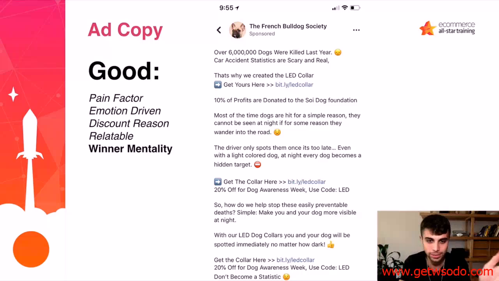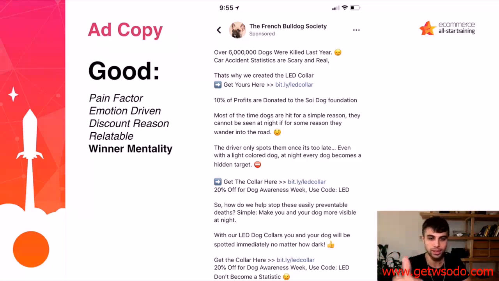But when you don't have a reason and you're just giving out discounts like that, it just doesn't look good. Here the reason is 20% off for Dog Awareness Week. Use code LED. Sometimes we just make up the holidays and weeks just for the sake of giving a reason. Like we sold this wolf. We were in this wolf niche, and we sold wolf necklaces and wolf products. In all of our ads, we had 10-20% off for Wolf Awareness Week. And there is no such thing as Wolf Awareness Week. But it gives a reason, and people are like, oh, cool, it's this awareness week, so it gives me a reason to buy, if that makes sense.